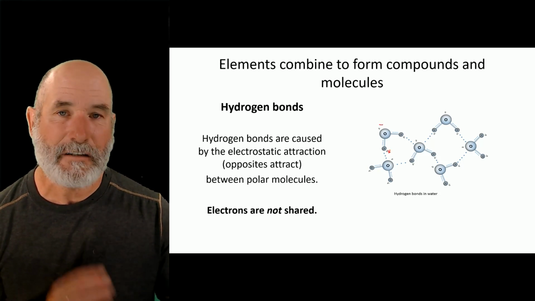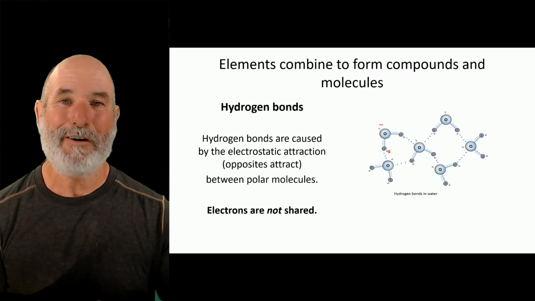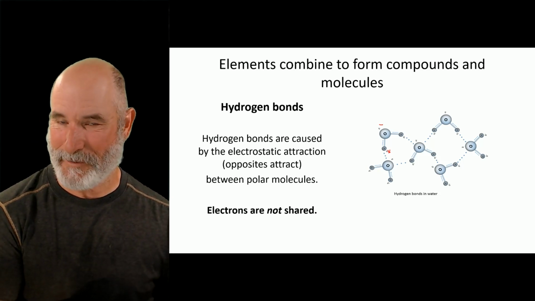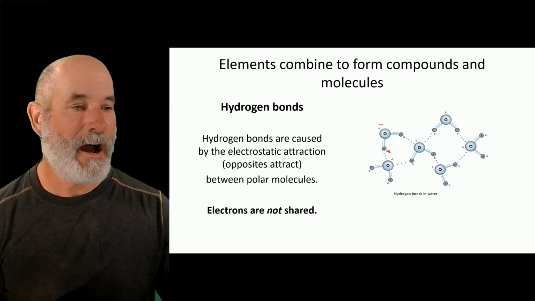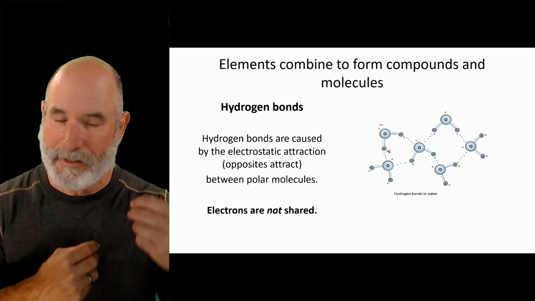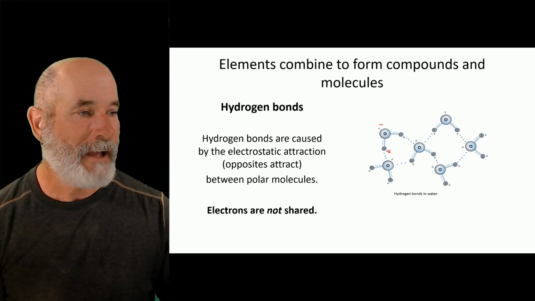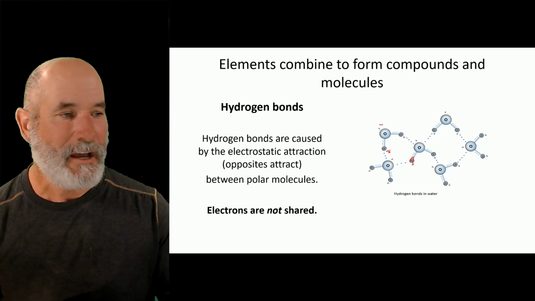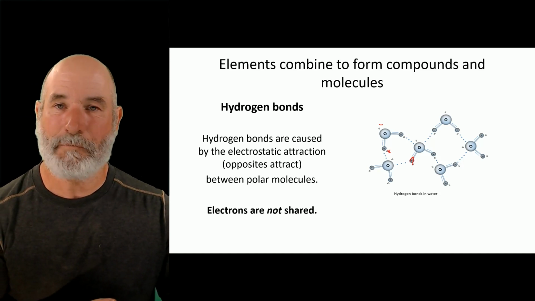Now, this is not an ion. This is not a charged particle. It's a polar molecule with a partial negative end and a partial positive end, and that, once again, is because the electrons are spending more time near the oxygen. The hydrogen bonds are caused by an electrostatic attraction between these polar molecules. Specifically, here's a hydrogen right there, with a partially positive charge. It's going to be attracted to this oxygen right here, which has a partial negative charge.